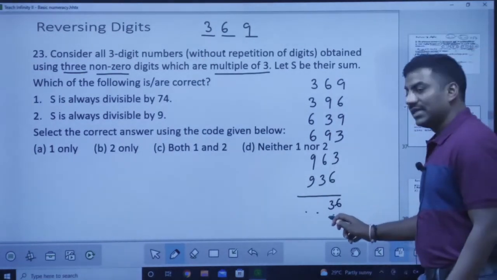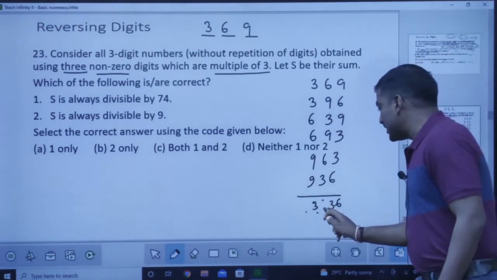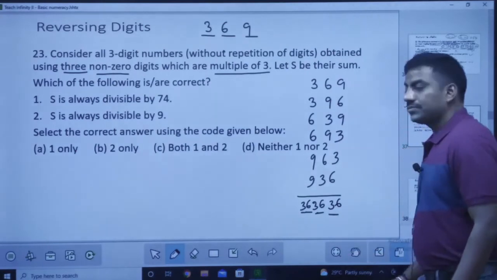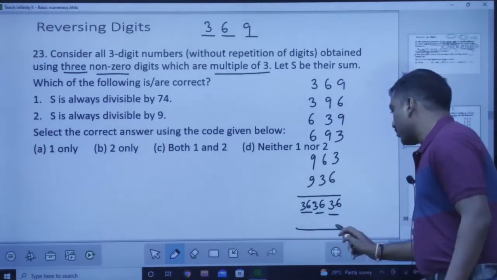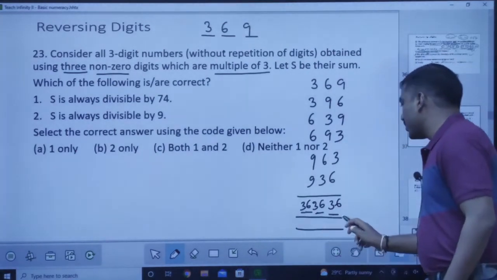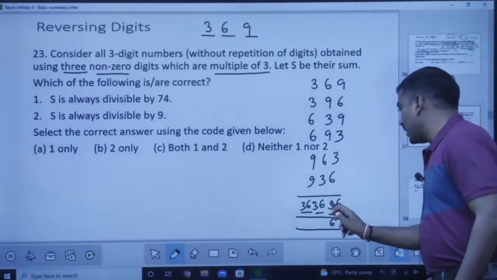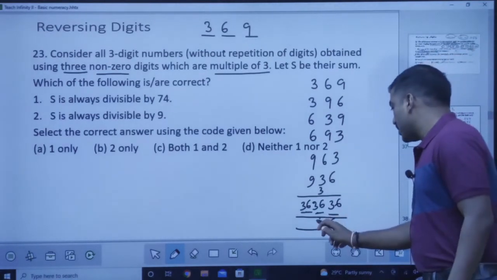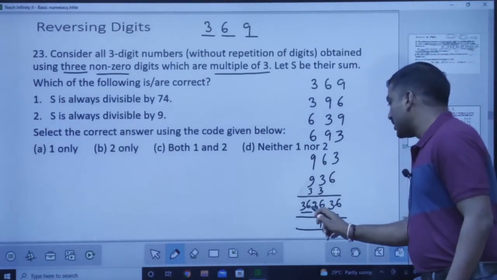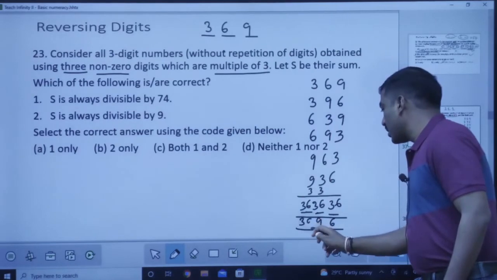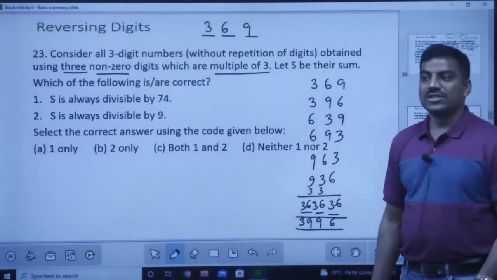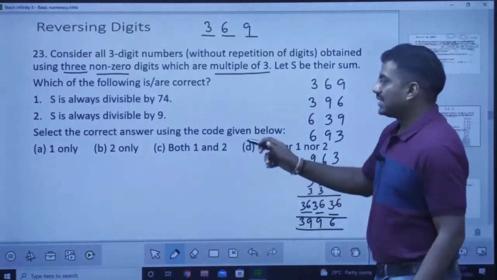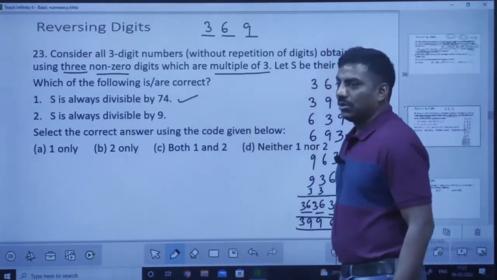But we don't write it like this. Here also we get 36, here also we get 36 as the sum. But while writing, how do we write? Of 36, we keep 6 here and give 3 as the carry. 36 plus 3 is 39. Then 36 plus 3 is 39. So 3996 is the sum. They are asking whether S is always divisible by 74.